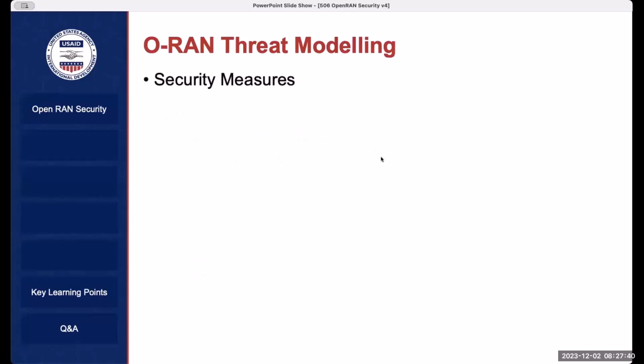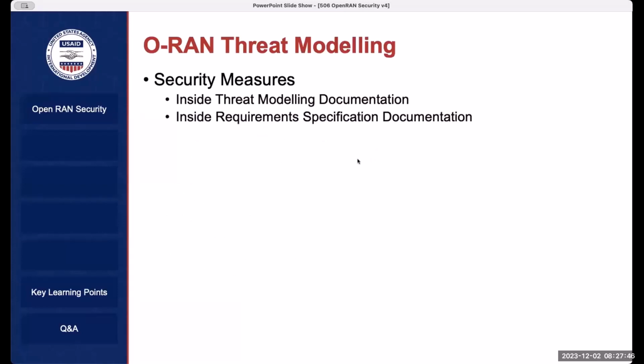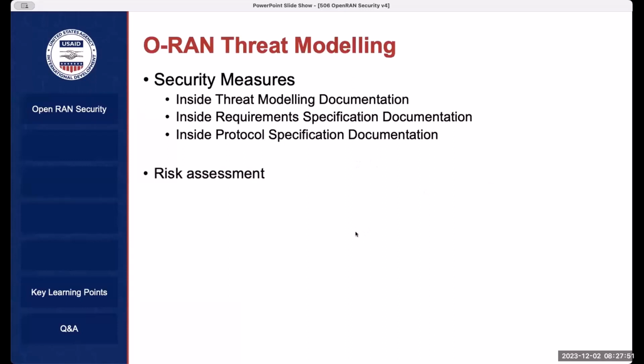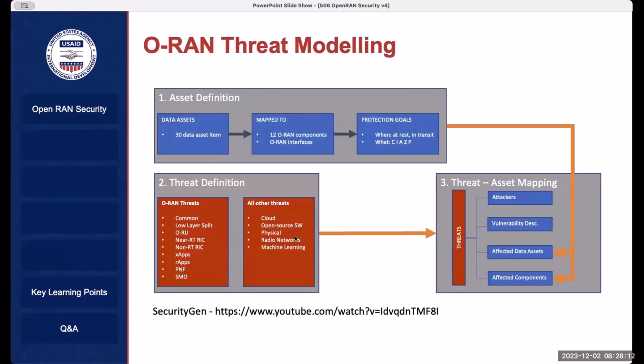Then part of this would be security measures inside the threat modeling documentation, inside requirement specification documents, protocol specifications, and then we'll do risk assessment and tag the various components and risks that we have identified as either low, medium, or high severity. So for the threat modeling, this is how they are interacting. I got this from SecurityGen.